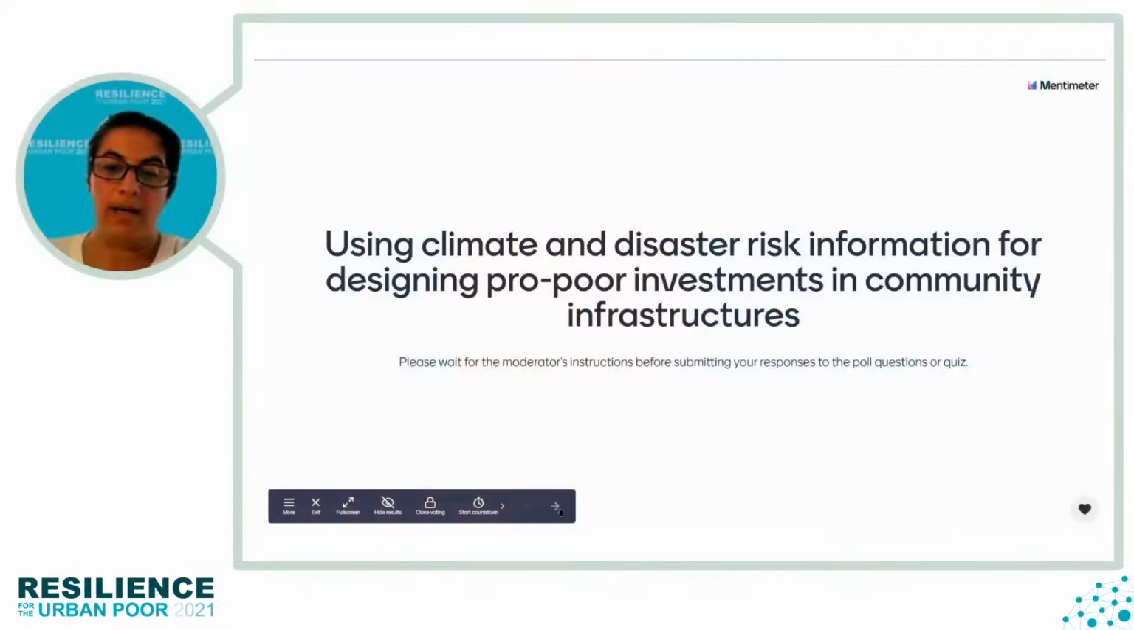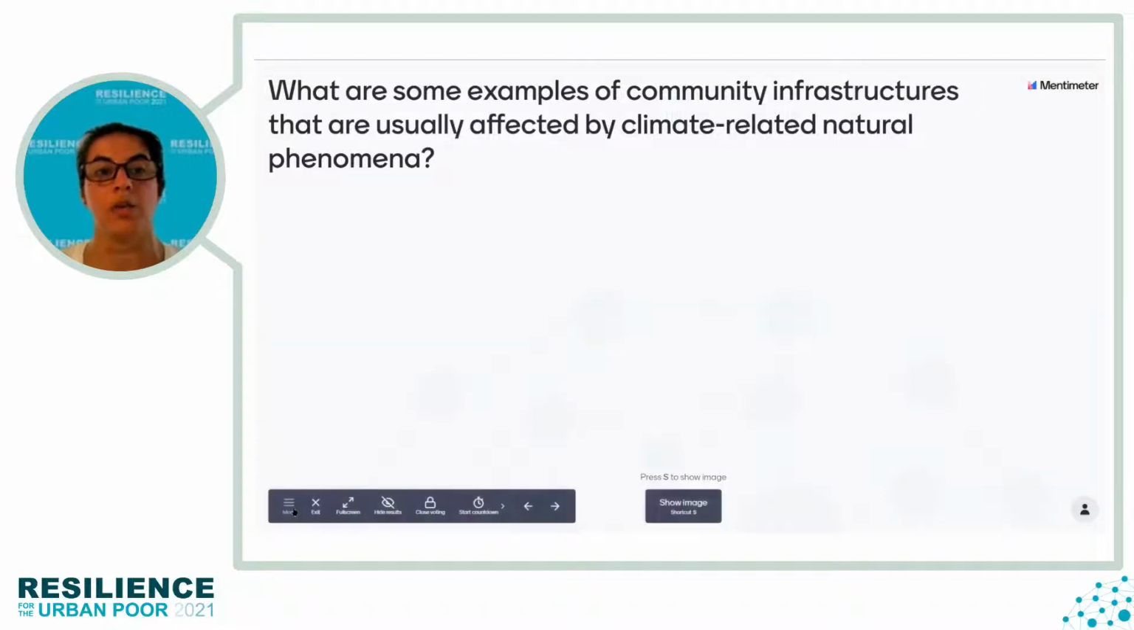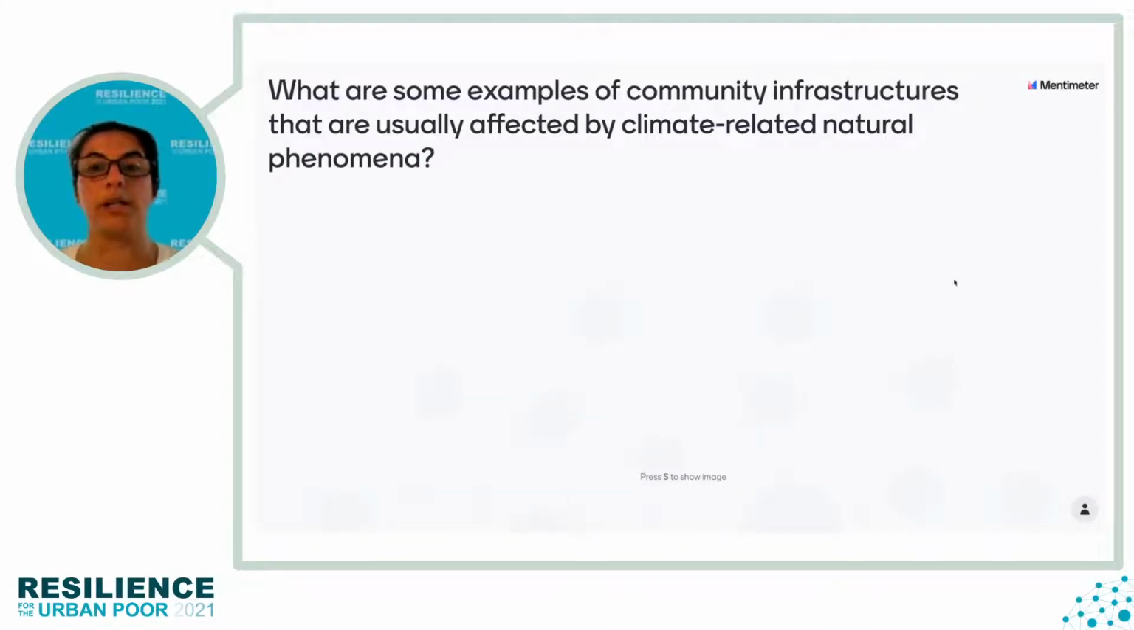Before starting and handing over to Tony, I would like to go through a Mentimeter poll with you. I think our technical facilitators are going to put the question on top in front of everybody to see. So the question is, what are some examples of community infrastructure that are usually affected by climate-related natural phenomena? It would be good if you can put in your answers, and then we will crowdsource them, and we will see what you think. To you now.